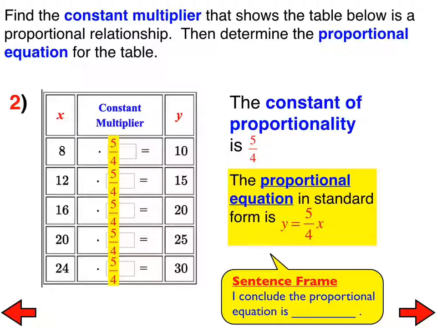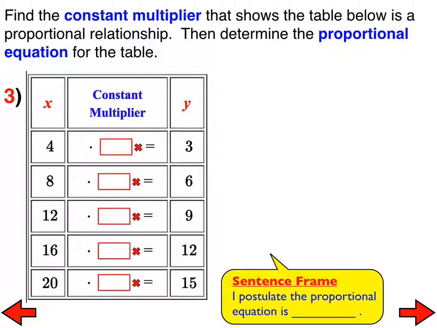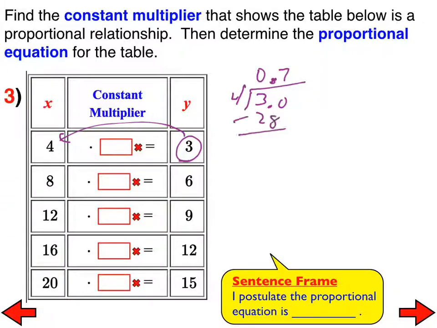All right, so now number 3, your choice. Go ahead and do number 3 all the way through, please. All right, let's take a look at number 3. Now, if you went the decimal route, 3 divided by 4. 4 does not go into 3. It's too big. 4 does go into 30, however, 7 times. Subtract, bring down a 0, and then 5 times. And so if you went the decimal route, that would be the constant multiplier.